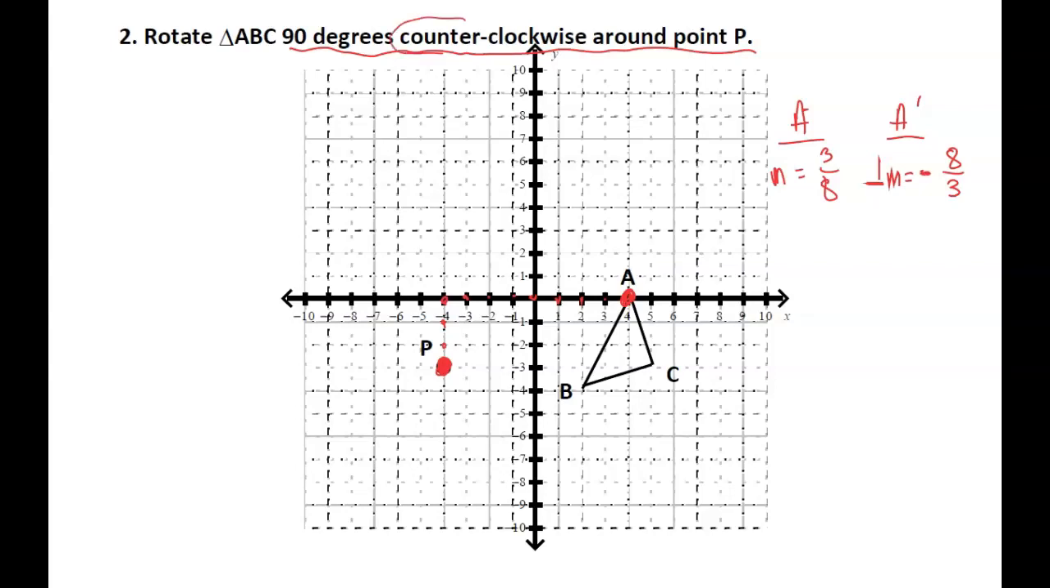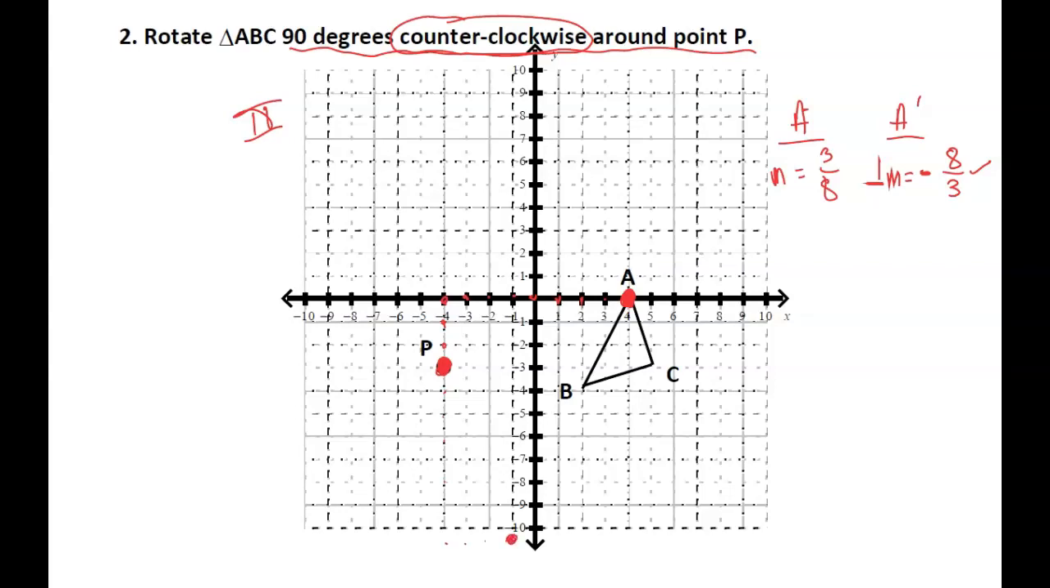Keep in mind where we should end up. If we're going counterclockwise, this point A should end up somewhere up here in quadrant number 2. So we have to be careful counting off this slope, because our first thought here would probably be to go down 8, 1, 2, 3, 4, 5, 6, 7, 8, and then right 1, 2, 3.